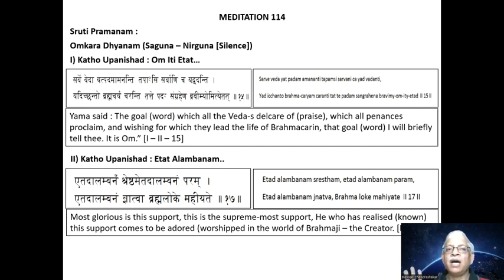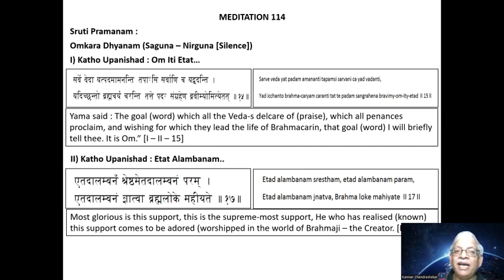Om iti Etad. Om iti Etad is the topic. Katho Upanishad, this particular mantra says that the goal of all Vedas, which they proclaim, is called Om. Whatever you study in Vedanta, the goal is only one. What is the goal? Om. See how powerful is Katho Upanishad.